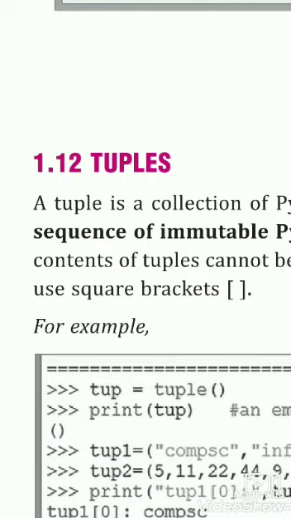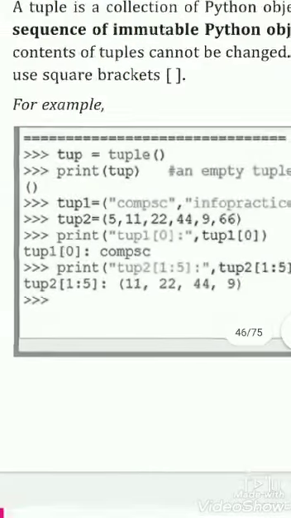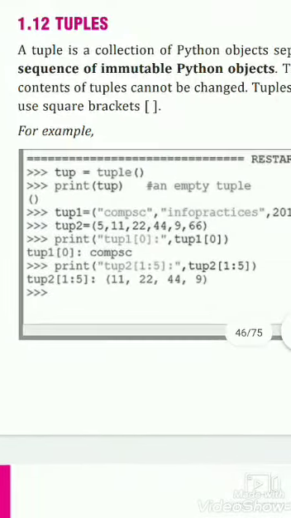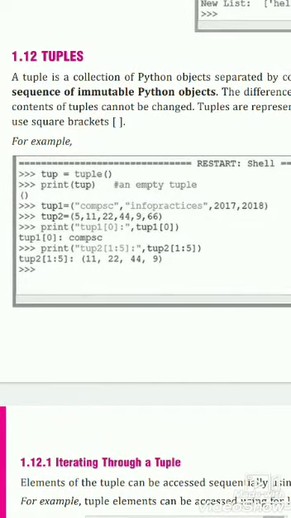Tuples are represented by parentheses, whereas lists use square brackets. Here you can see an example of a tuple. tup equal to the tuple function, and print tup, then an empty tuple is shown. Here we define a tuple tup1 equal to, there are 4 members. Then the second tuple is 5, 12, 11, 22, like a list.